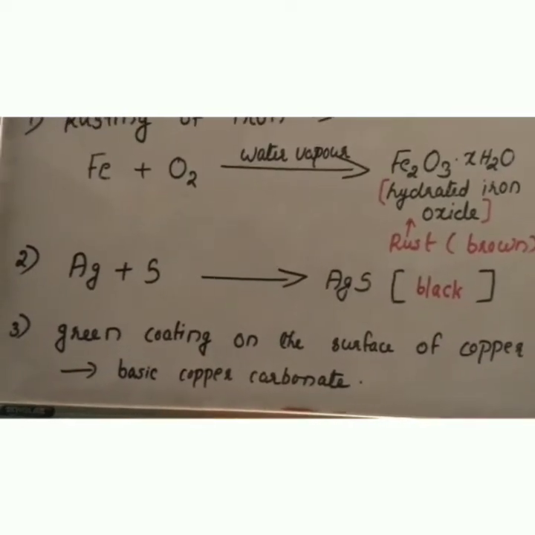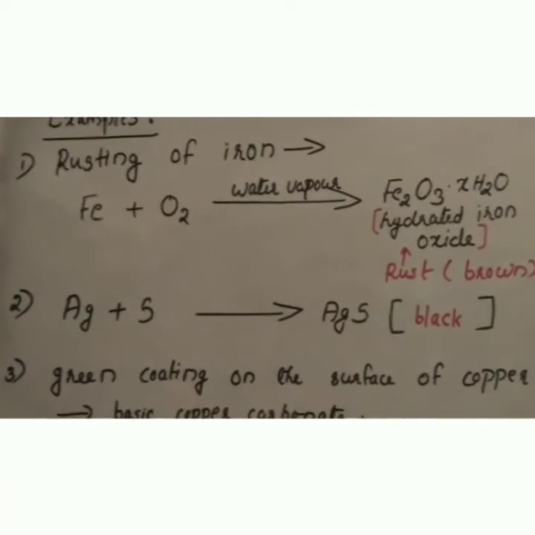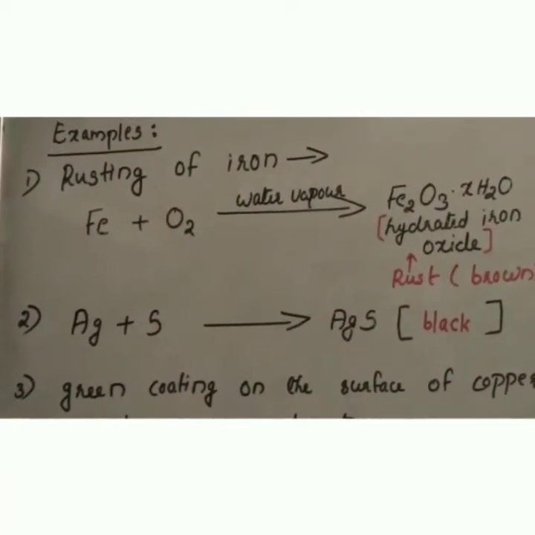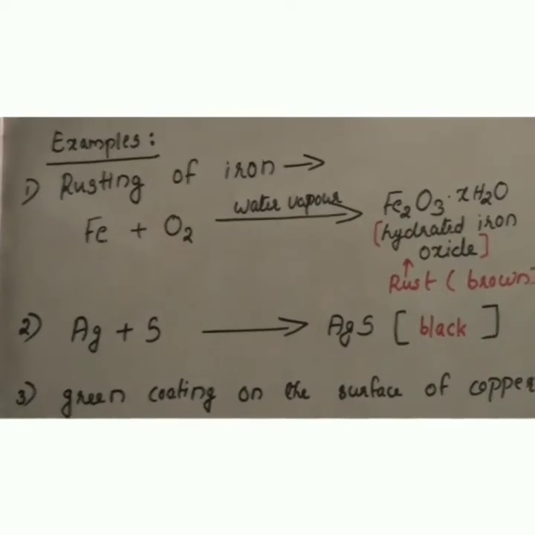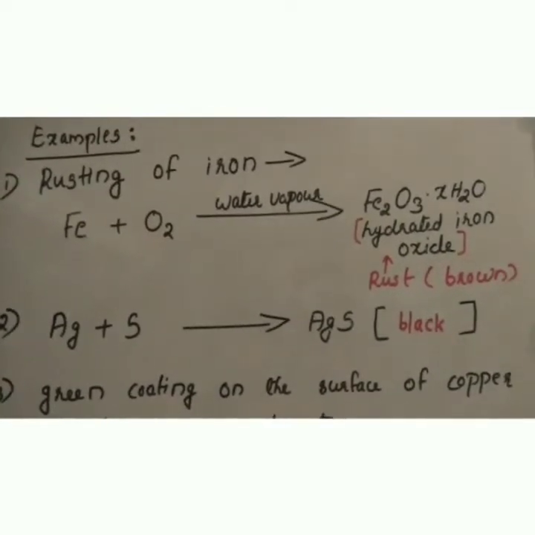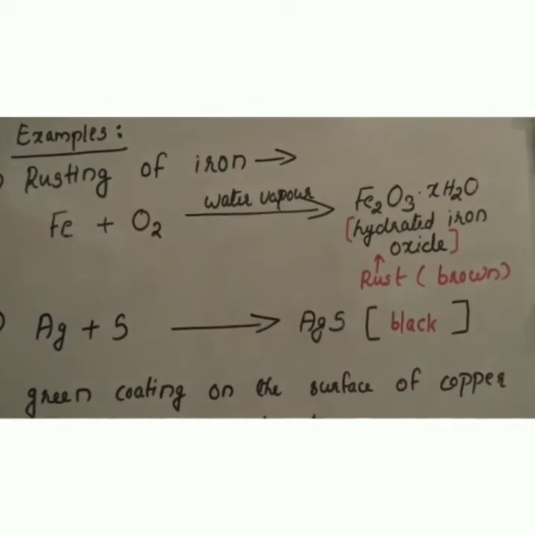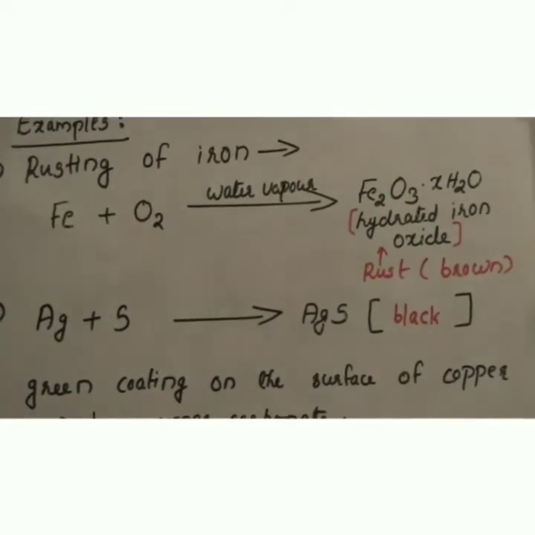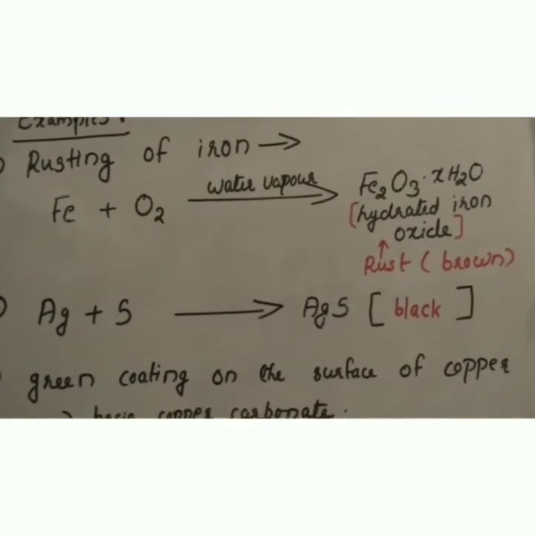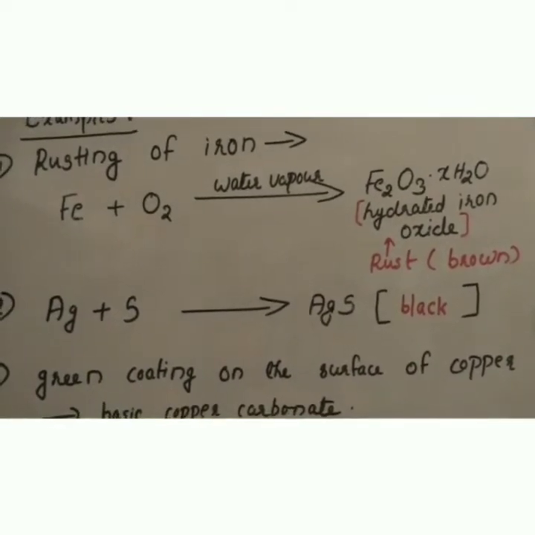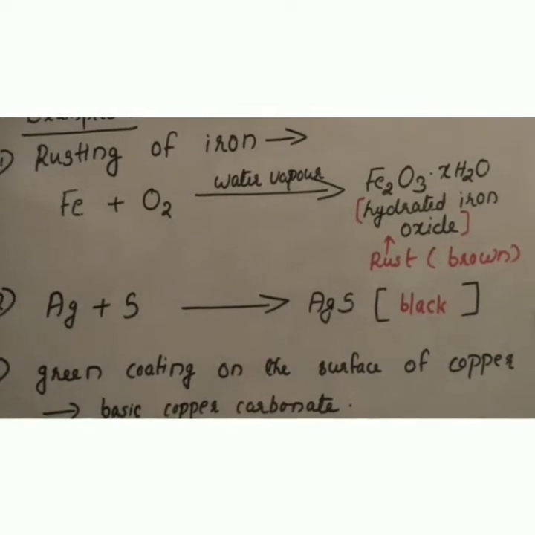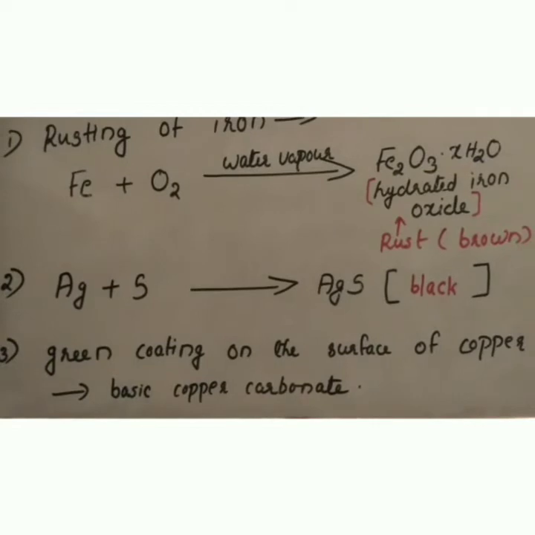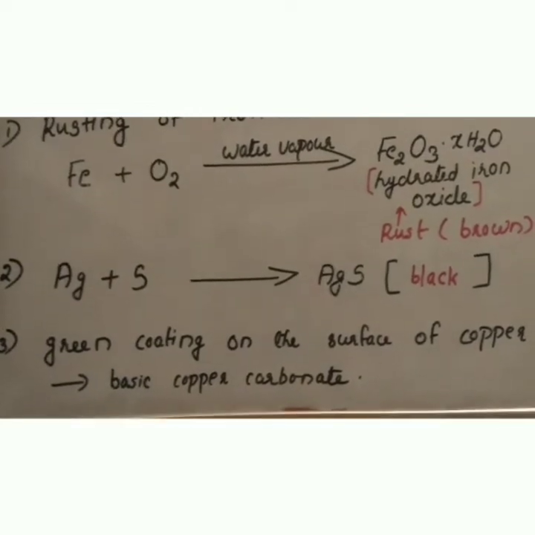These are examples of corrosion. First example, rusting of iron. Rusting means iron reacts with the atmospheric oxygen to form hydrated iron oxide. Next, black colored coating on the surface of silver. Sulfur reacts with the silver to form silver sulphide. Next, green coating on the surface of copper.